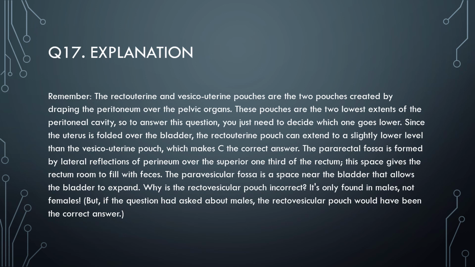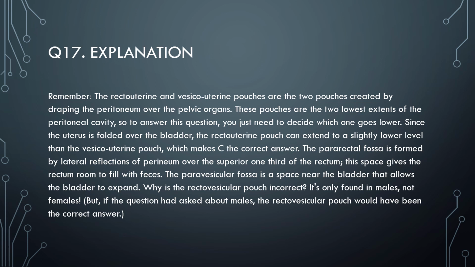Remember, the rectouterine and vesicouterine pouches are two pouches created by the peritoneum dropping over the pelvic organs. These pouches are the two lowest extents of the peritoneal cavity. So, to answer this question, you just need to decide which one goes lower. Since the uterus is folded over the bladder, the rectouterine pouch can extend to a slightly lower level than the vesicouterine pouch, which makes C the correct answer.